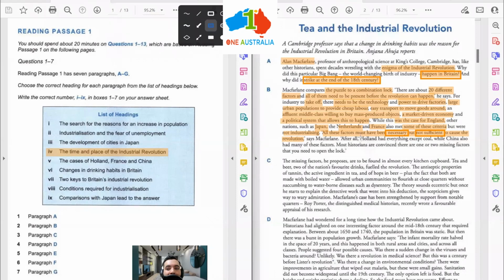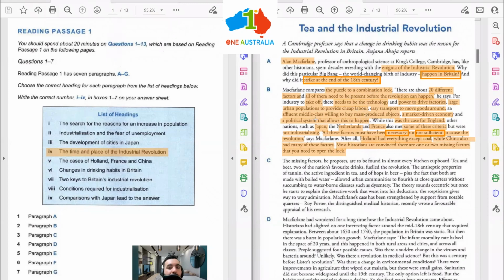After all, Holland had everything except coal. So they're saying Holland had all these factors except what? Except coal. While China also had many of these factors which they have listed above. Most historians are convinced there are one or two missing factors that you need to open the lock. Open the lock here means that to have the industrial revolution, you need to have these factors which are currently missing, that are not listed here.